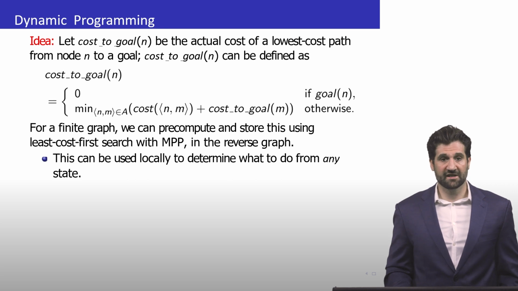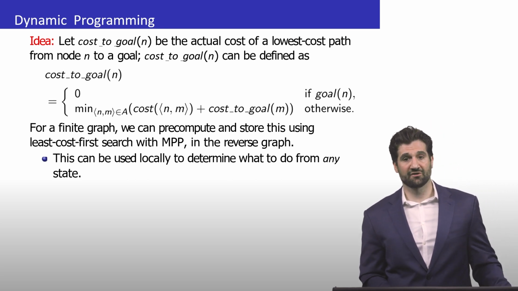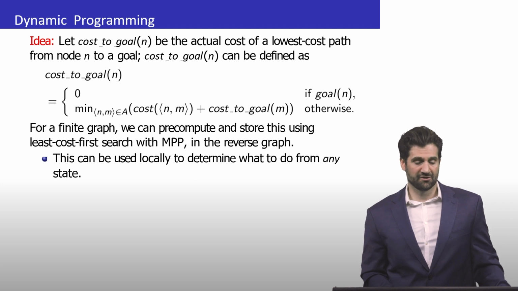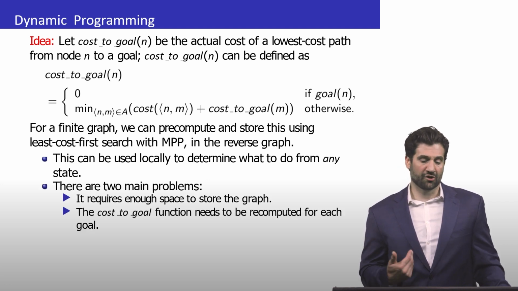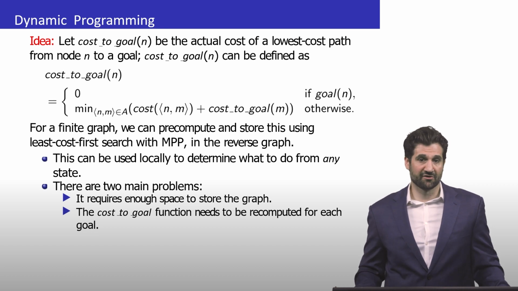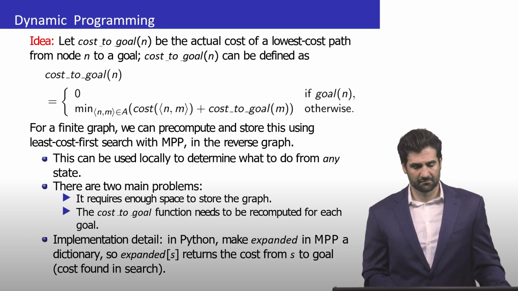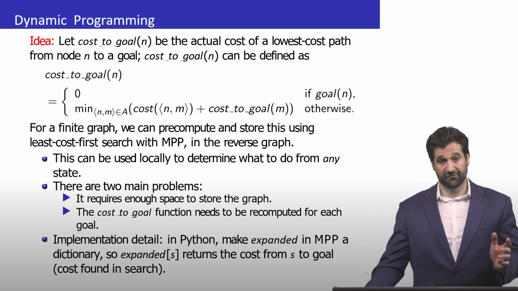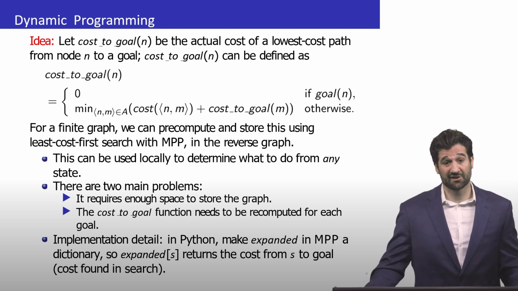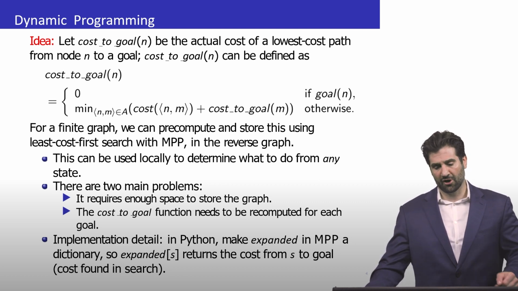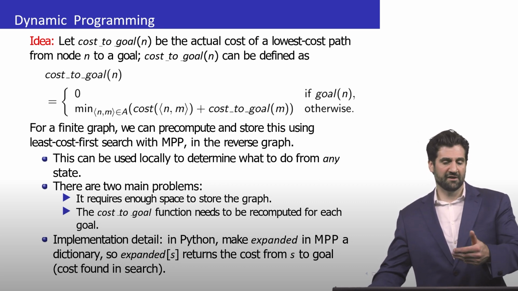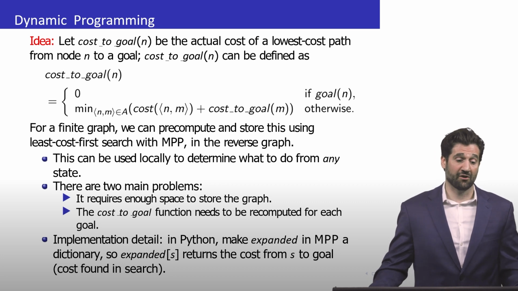So the idea here is perhaps we can use this locally to determine what to do from any given state. And of course this becomes expensive really quick, because you have to store the whole graph and compute this cost to goal function, or recompute it all the time. So let's just say for now that we can do this. Maybe we can just do it for some of the nodes. We'll call it expanded. For a given state, we run expanded and we can get these really exact costs.